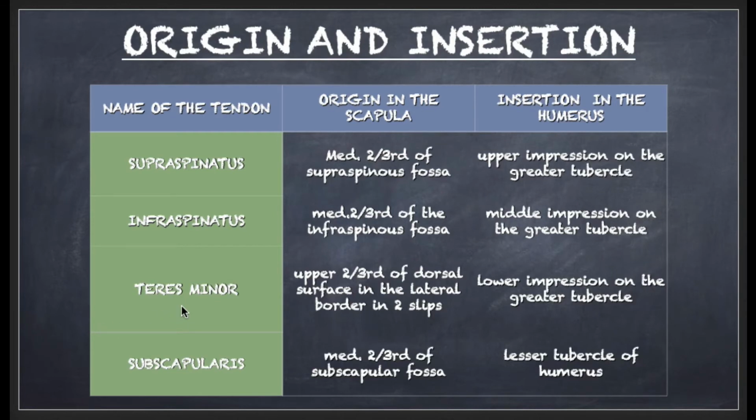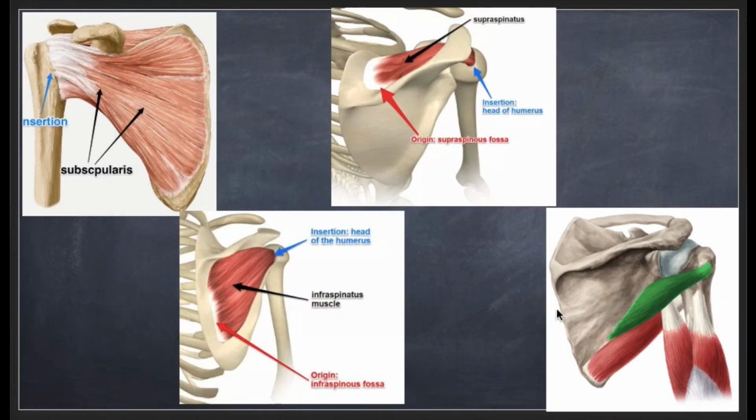Now the third one is the teres minor. It originates from the upper two-thirds of the dorsal surface of the lateral border in two slips, and the insertion is into the lower impression of the greater tubercle. So this is the teres minor muscle. It originates from here and is inserted into the greater tubercle.